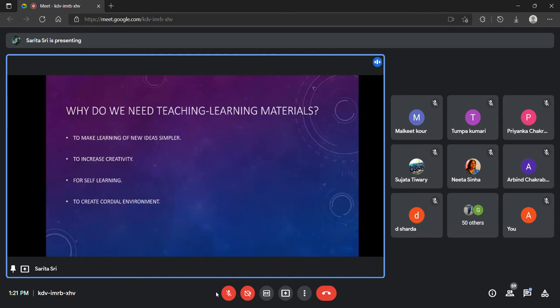My next slide is about why we need teaching learning materials. So, first point is to make learning of new ideas simpler. Learning of new ideas becomes simpler if the student is given recognizable materials linked with the subject matter.